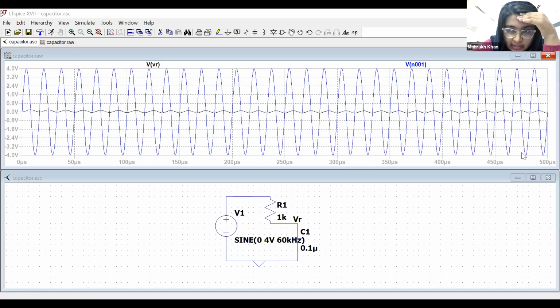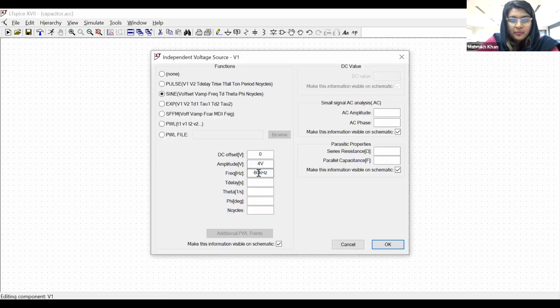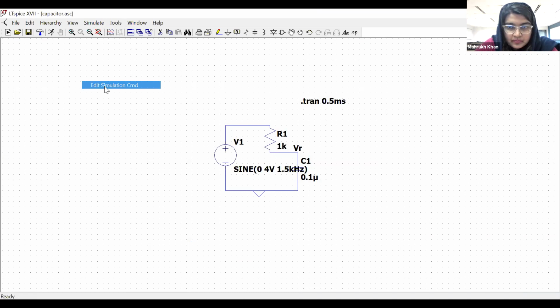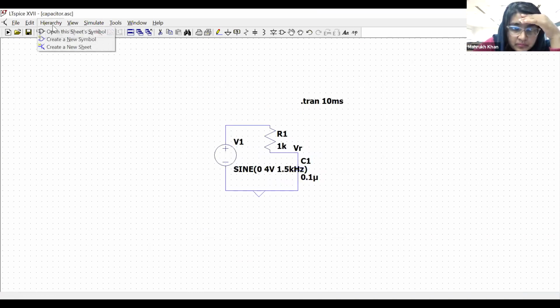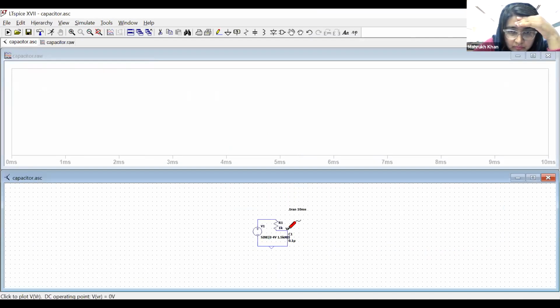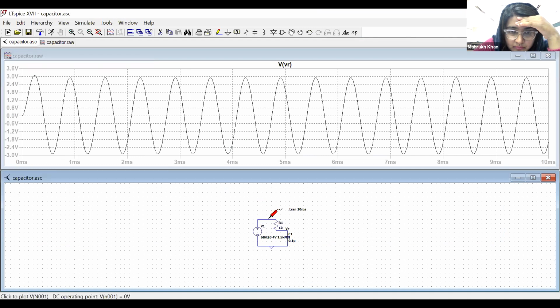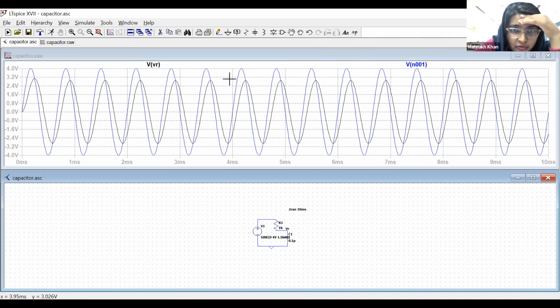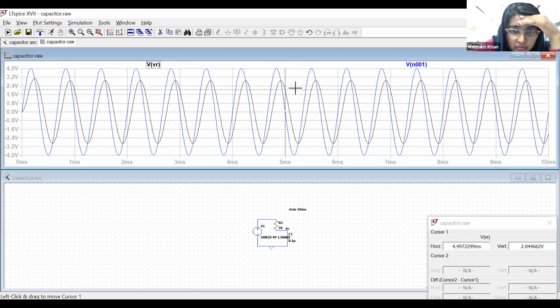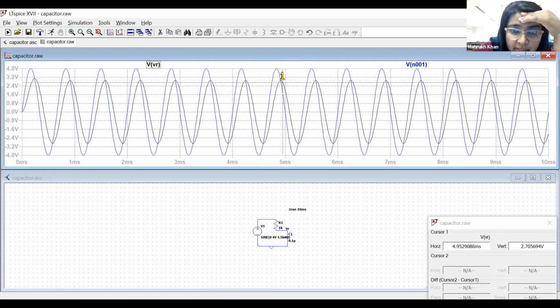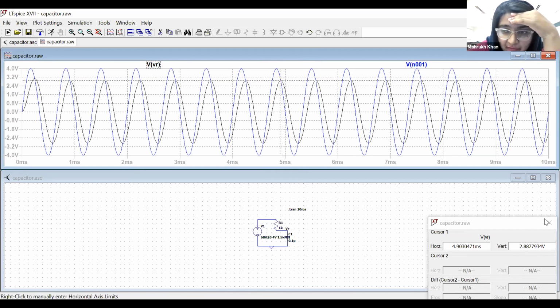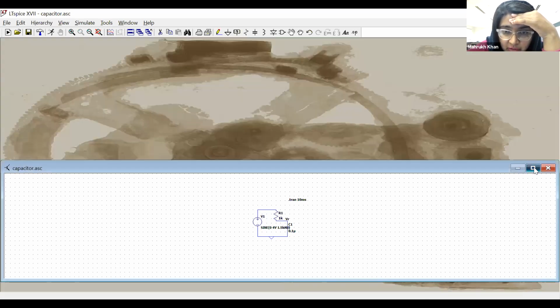Okay. So let me change the frequency to 1.5 kilohertz. So you can see that now it's showing some values. At 1.5, it's showing 2.88, which should be approximately 2.9, which should be near 2.707, okay? So this is its cutoff frequency. But after that, it should pass signal with the high magnitude.